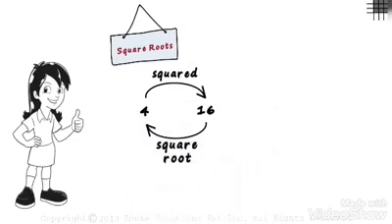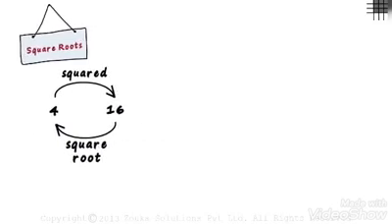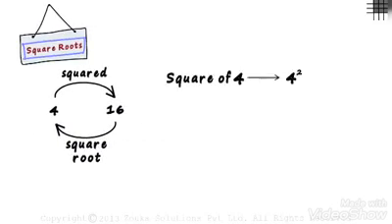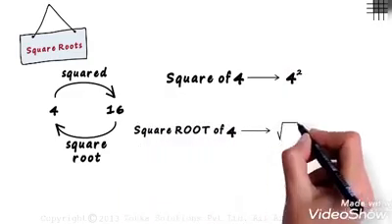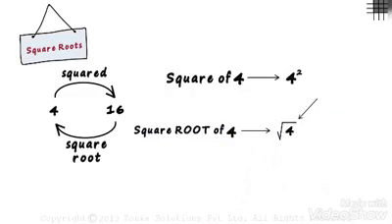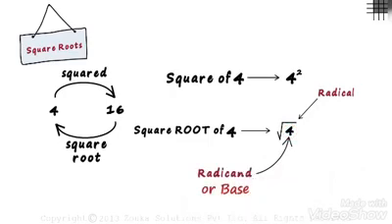Well, that's your concept. Now we shall see how we represent square roots. This is how we would represent the square of 4. 4 raised to 2. 2 is called the power and 4 is the base. Now how do we represent the square root of 4? Well, this is how we write it. This symbol is called the radical or the square root, and the number inside the symbol is called the radicand or the base. That's the first thing we learned, how to represent a square root.